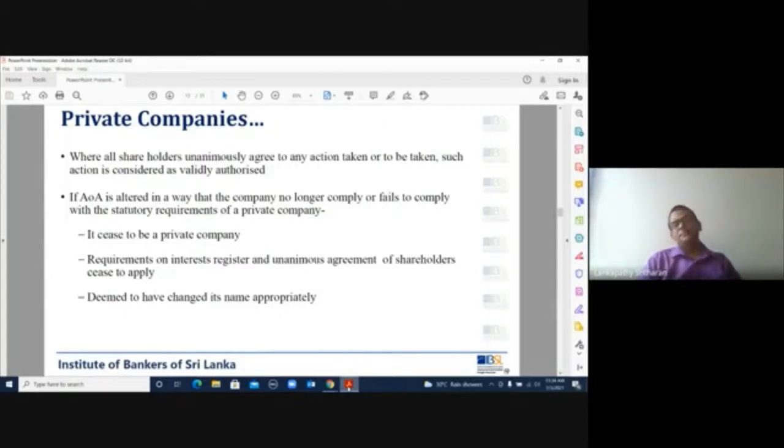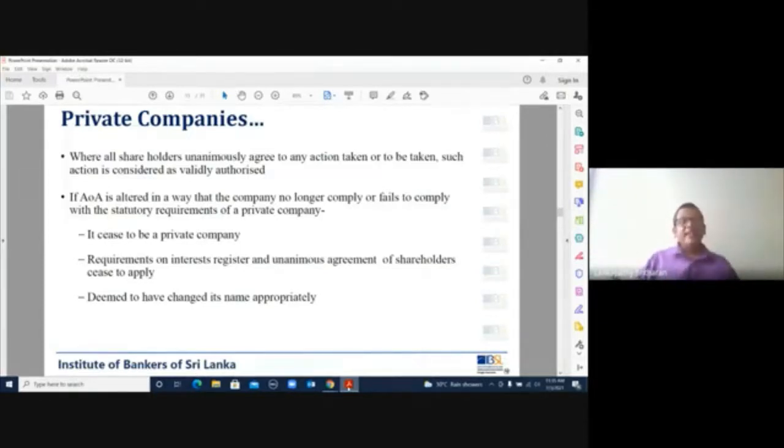What does it mean? For example, first they incorporate as a private company, and when they are running as a private company, at one point the articles of association are altered in a way that the company will no longer be a private company. For example, they may say, okay, the company will become a publicly listed company, a PLC, a public company. In that case, if they alter it that way, that company cannot be considered a private company.